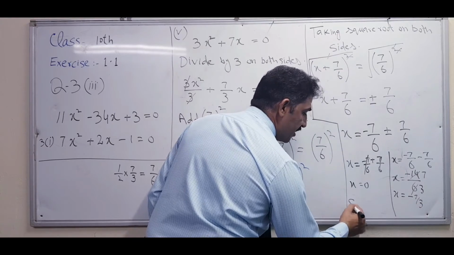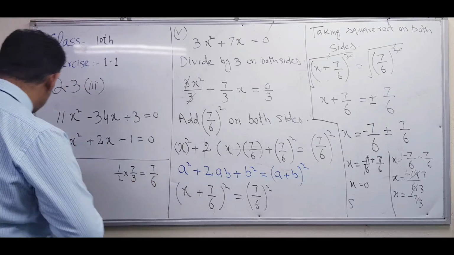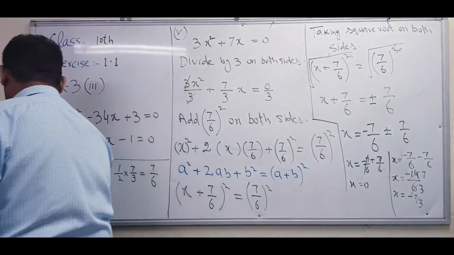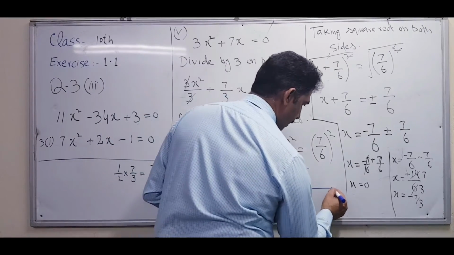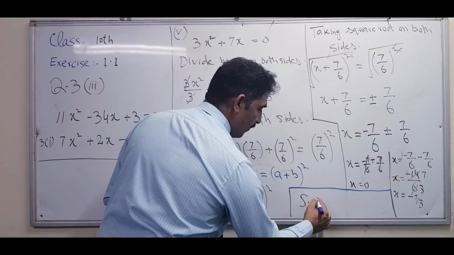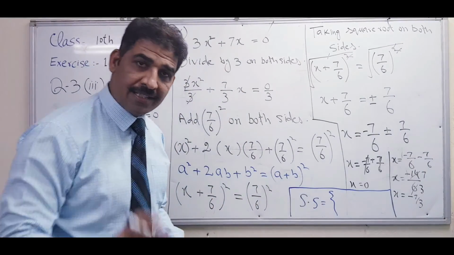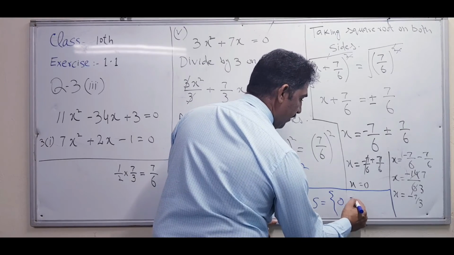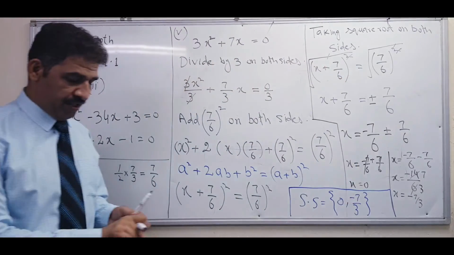So what is the final answer? We have to write the final answer of this question. I want to write it here. S is the abbreviation of which one? Solution set. Good. So 0 and minus 7 over 3. That is our solution set.